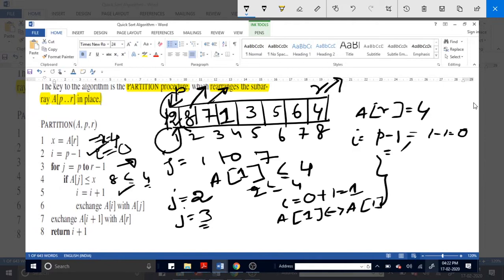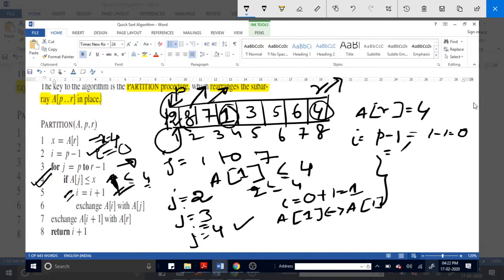So let us go ahead with this. J will be 3, 7 will be compared with 4. In that case also this portion is false. So then again J will be equal to 4. The value at J is 4, which is 1. Whether 1 is less than 4, when J index is 4, this is getting true.